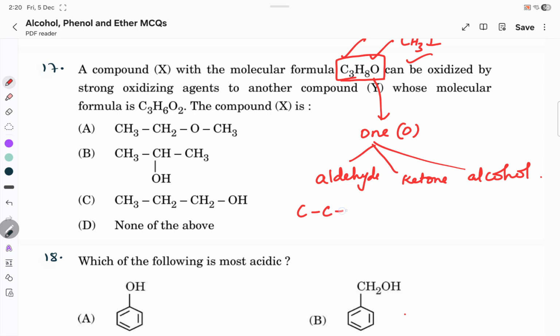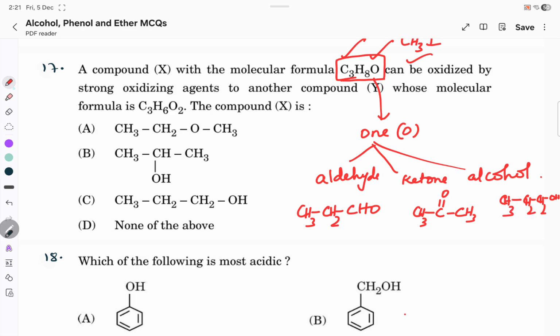So 1, 2, 3 carbon with aldehyde. So I wrote it like this. Then ketone. So 1, 2, 3 carbon with the ketone, the functional group will always be at the center carbon. The terminal keto group is not possible. So I wrote like this. And then for alcohol it is 1, 2, 3 alcohol. So it is this structure.